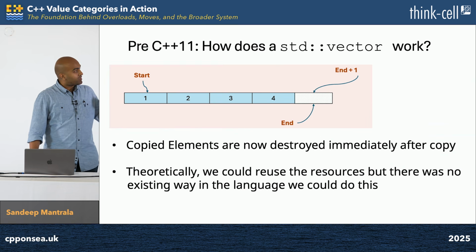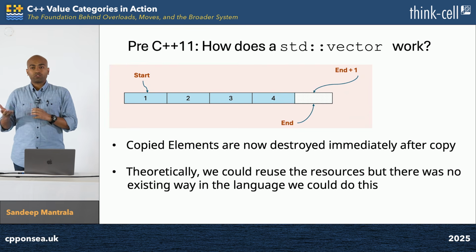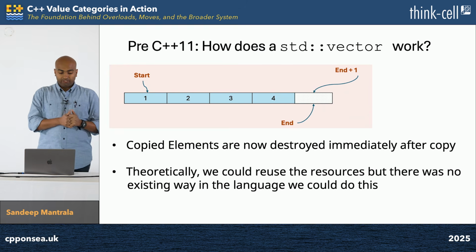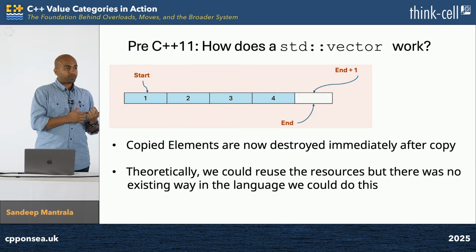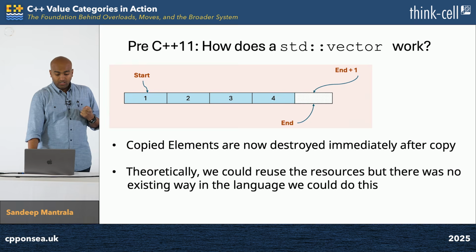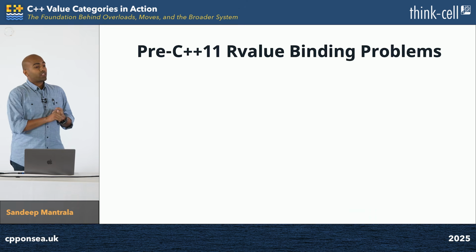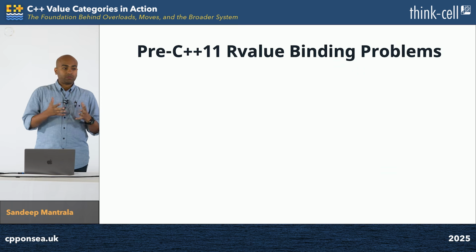If you just go back here, just imagine, the initially allocated vector is going to get destroyed. So if we want to reuse the elements from that vector, what was stopping us prior to C++11? I think, number one, we did not have a way to express that these elements are going to expire.